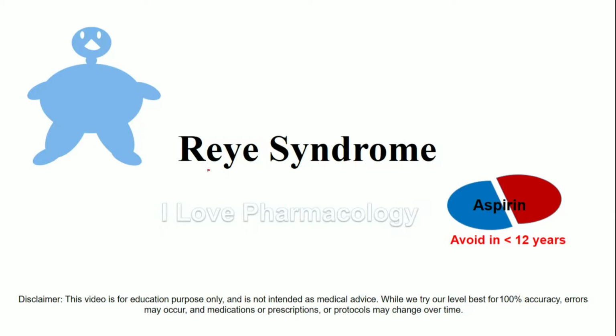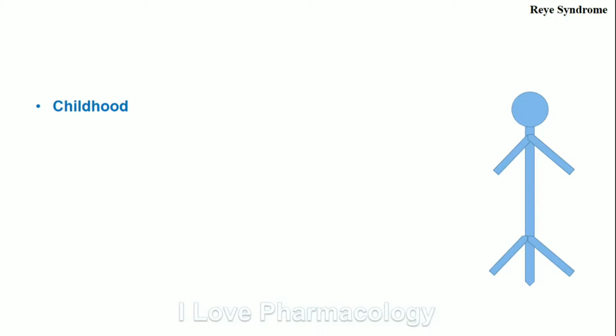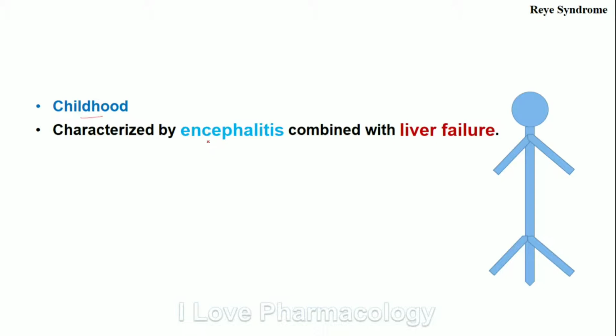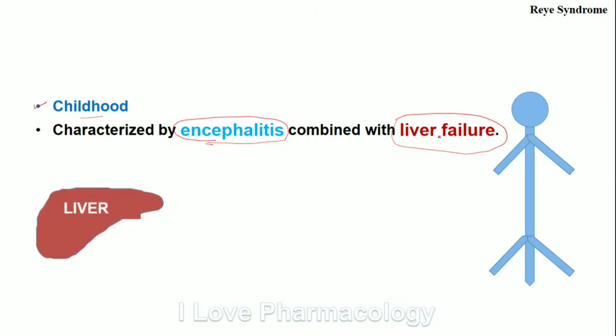Today you are going to learn about Reye syndrome. Reye syndrome mainly occurs in children, and is characterized by encephalitis combined with liver failure. So it affects both the liver as well as the brain.